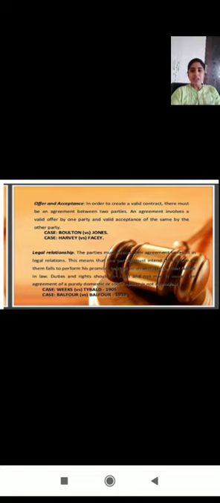The second essential is the intention to create a legal relationship. The parties entering into a contract must have an intention to create a legal relationship between them. Legal relationship differs from social relationship. For example, if any person gives an offer to marry another person, this is not a legal obligation, it is a social obligation. Why?